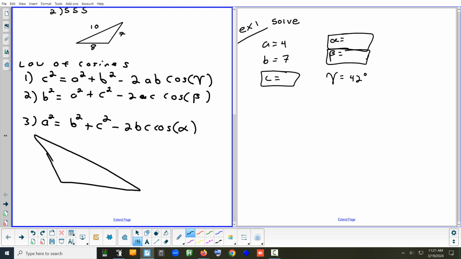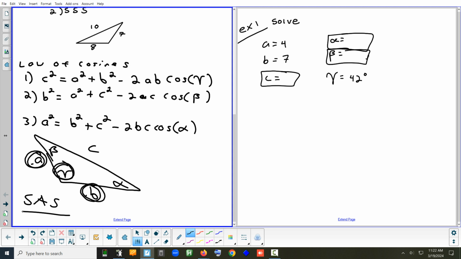If you forget that, you can always draw it out. A, B, C, alpha, beta, gamma. Circle what you know. You know A, you know B, and you know gamma. What kind of triangle is that using the 3 letters? Side, angle, side. And we just wrote down that that's one of the types you use on law of cosines.